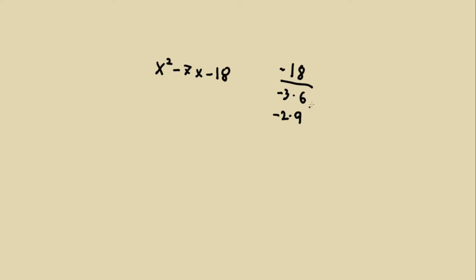Anyways, let's try to add them up together and see if we get 7. So, negative 3 plus 6, or 6 minus 3, is just going to equal 3. And negative 2 plus 9 is going to equal, sorry, just 7. Yeah, there we go, 7. Now, as you can see, we ran into a problem here. None of these are equal to negative 7. And here we specifically have a negative 7. So how can we find a negative 7?